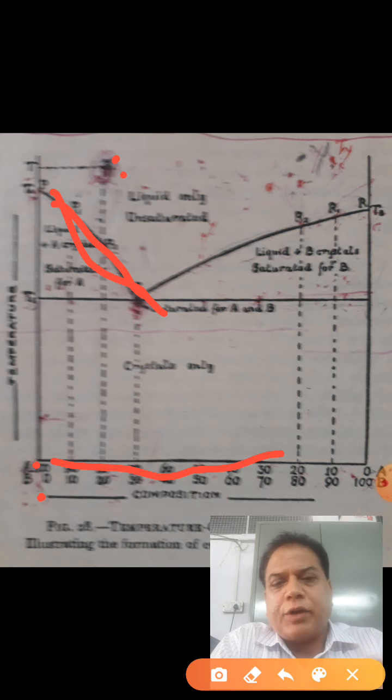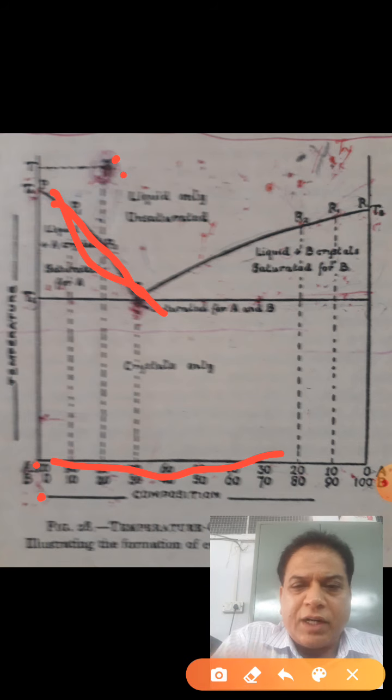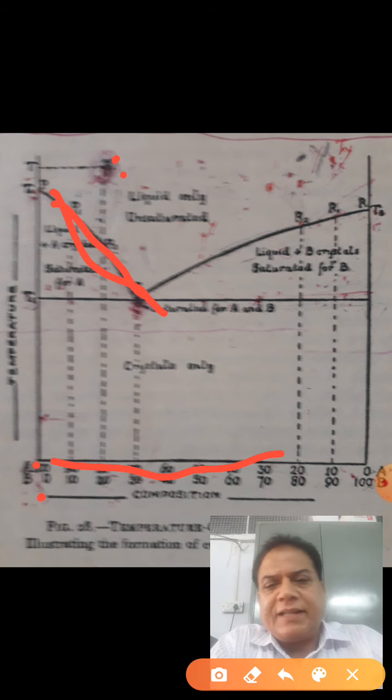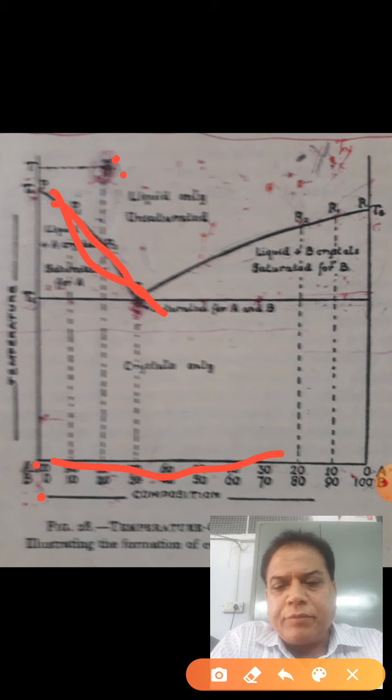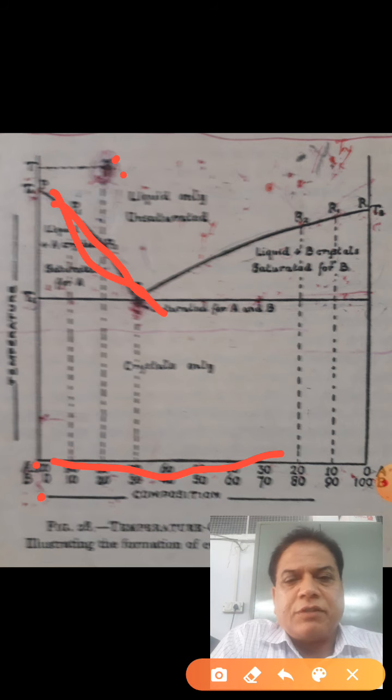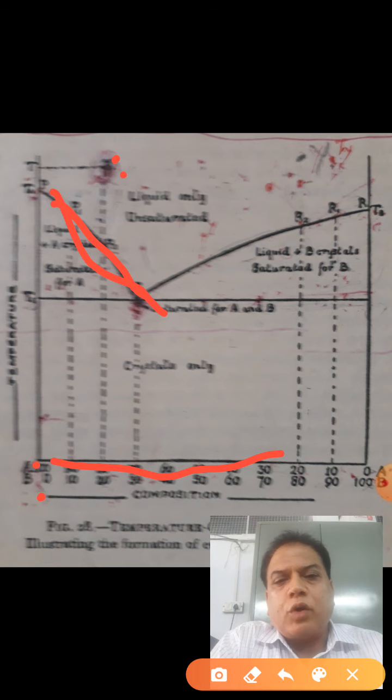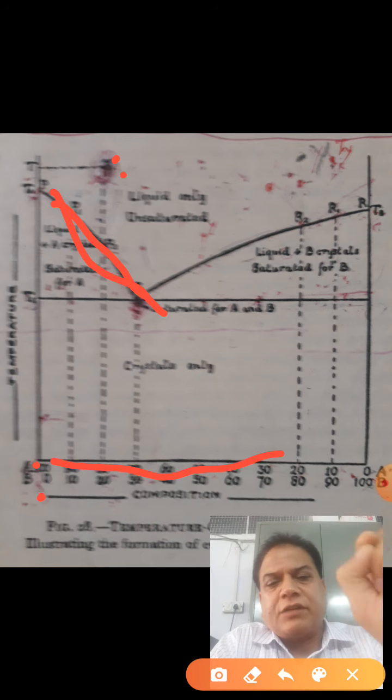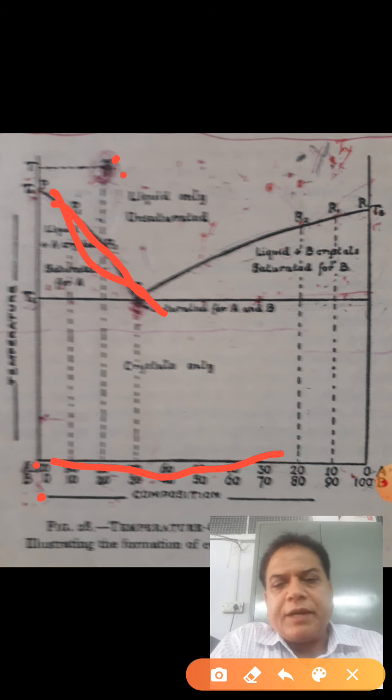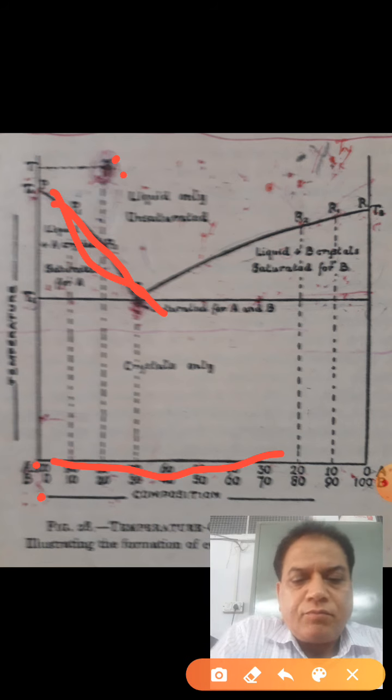Now I mark this point X. What this X point indicates is that there is a liquid, or say magma, which has the composition 80 and 20, meaning A 80, B 20, and it is at a certain temperature, say T. This X indicates the state of magma in terms of composition and temperature. We want to study the crystallization of this liquid at that particular temperature, marked as point X. What will happen?